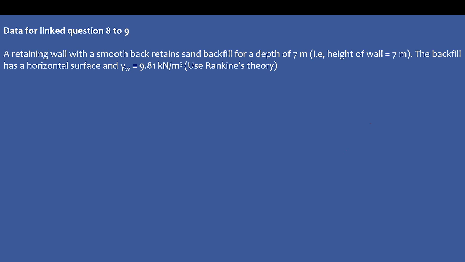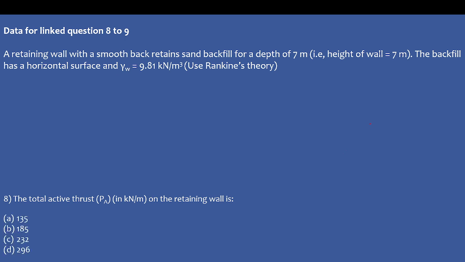Moving to questions 8 and 9. You have a retaining wall with a smooth back retaining sand backfill to a depth of 7 meter. That is, the height of the wall is 7 meter. The backfill has a horizontal surface and the gamma of the soil material is 9.81 kilonewton per meter cube. You need to use the Rankine theory and calculate the total active thrust on the retaining wall.